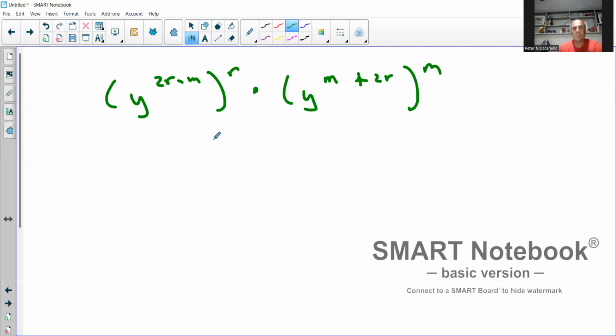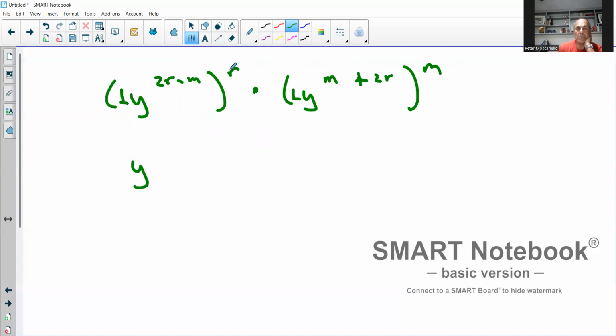You say, oh my goodness, m's and r's, and what do you want from me? I'm just a kid, for crying out loud. Well, first of all, the coefficient is 1. When you raise 1 to any power, whether it's the second power, the third power, the rth power, or the mth power, you still get 1. So you don't have to worry about coefficients.